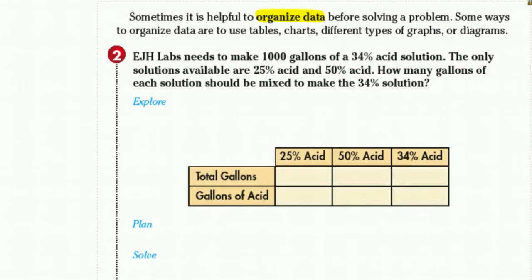Remember what we talked about in a mixture problem. You want to create 1,000 gallons of an acid solution that is only 34%, and you want to mix a 25% solution and a 50% solution. So in a mixture problem, what is important is a table like the one you see here.